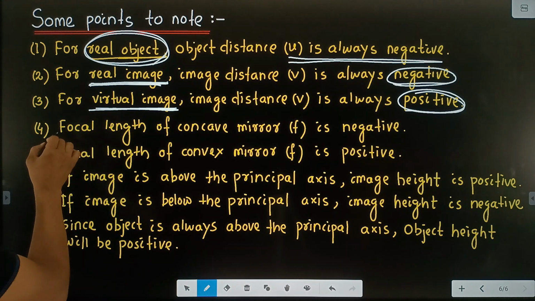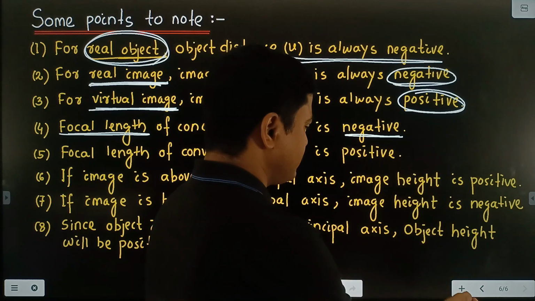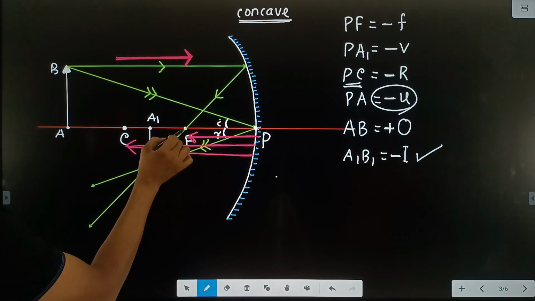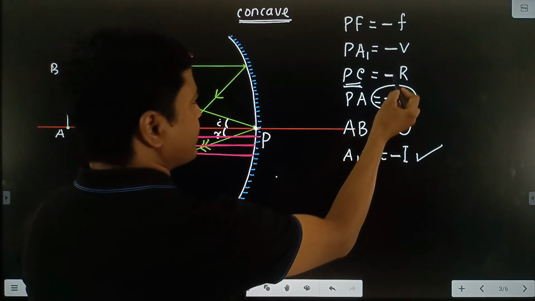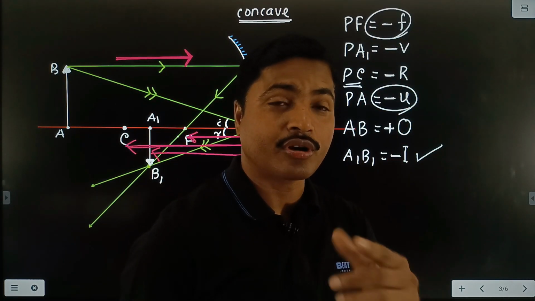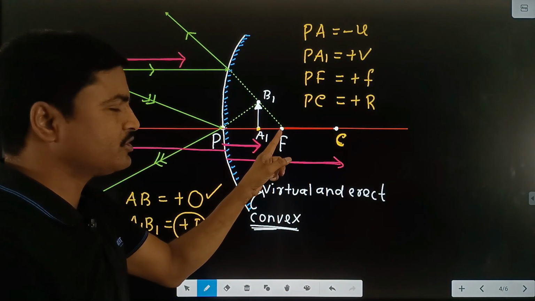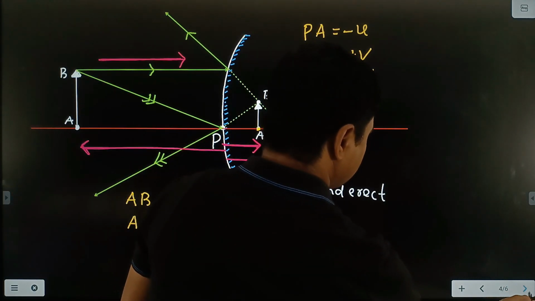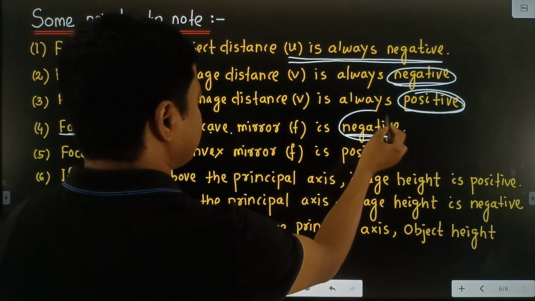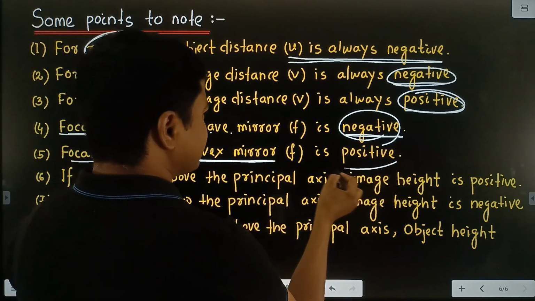Similarly, focal length. You know, the focal length of the concave mirror is always negative. This is the concave mirror, this point is the focus, and for focal length here we write negative. That means in case of concave, focal length is negative, and in case of convex, focal length is positive. Same thing. In case of concave mirror focal length is negative, and in case of convex mirror focal length is positive.